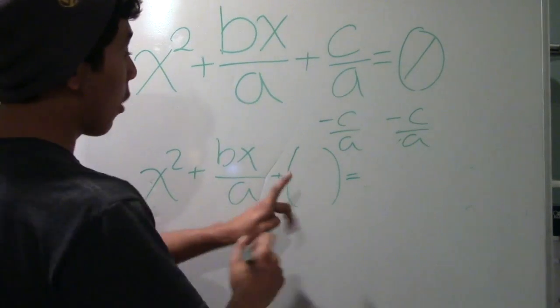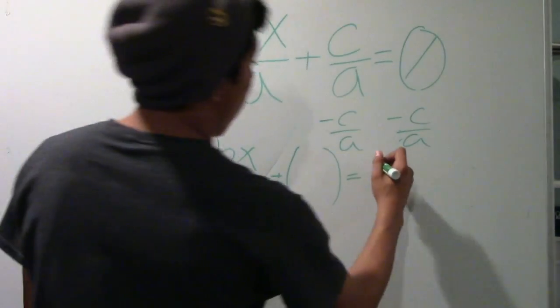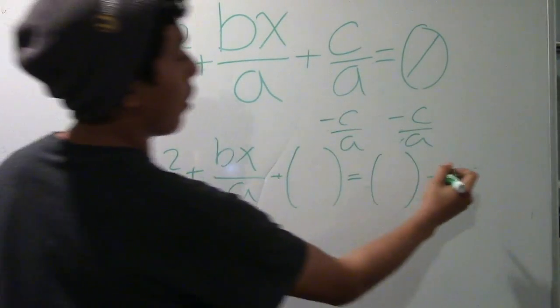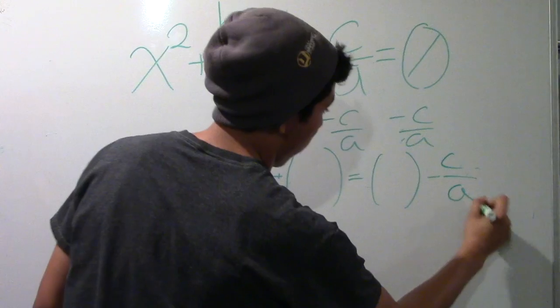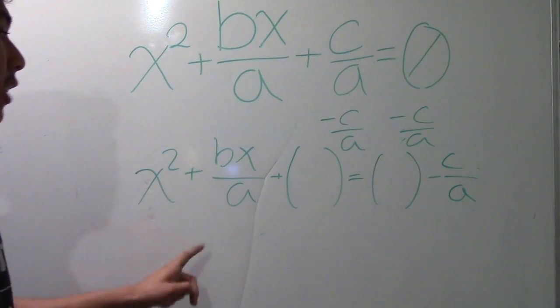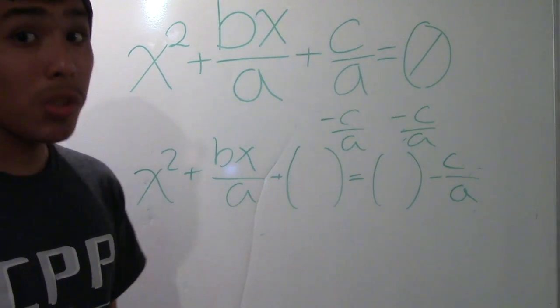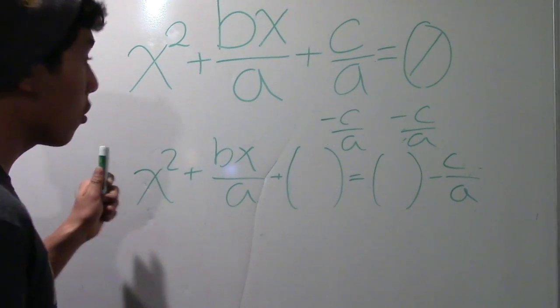It's equal to, now whatever we do to one side, we do to the other, we add another space minus the c over a we did over here. We got from over here. So now we have x squared plus bx over a plus a space is equal to space minus c over a, which is still the same as the original quadratic equation, which means we haven't changed a bit.